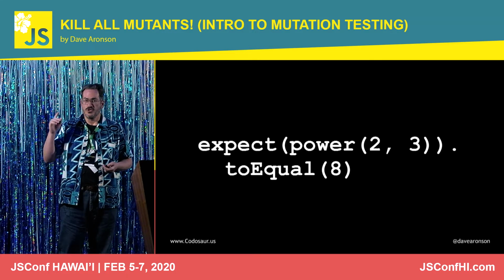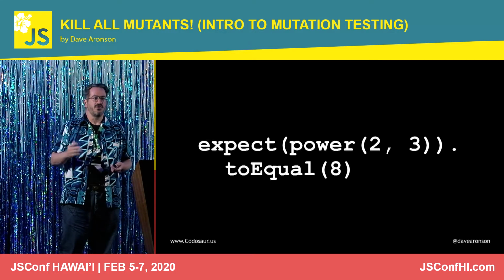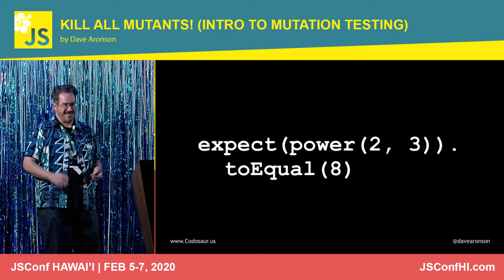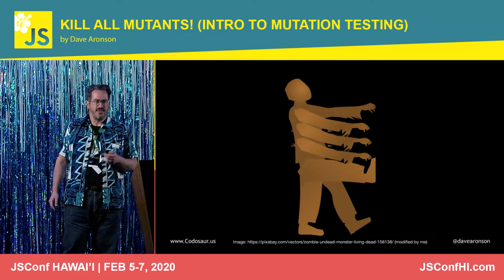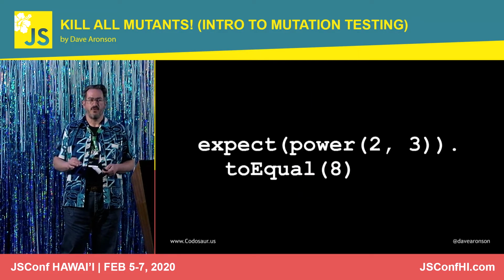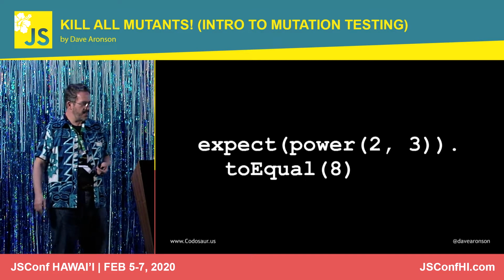But also, 2 plus 3 is 5, 2 times 3 is 6, both of those are not 8. So the other mutants stay dead, so we don't get any zombie mutants. With these inputs, the correct operation is the only simple common one that will get us the right answer.